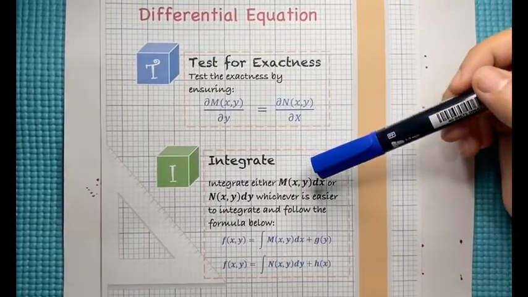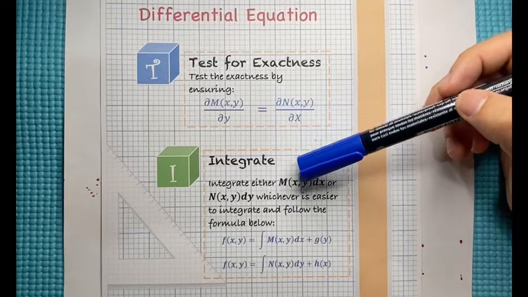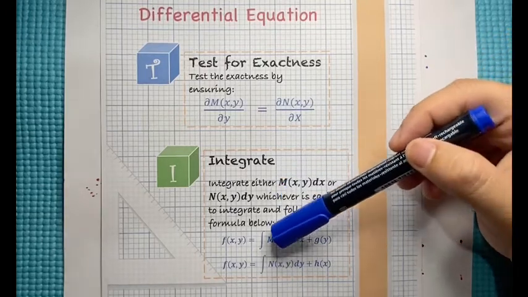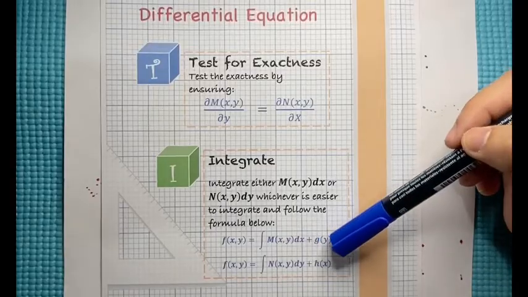If we had chosen to integrate the function M of x and y, we are just going to add a function g of y.